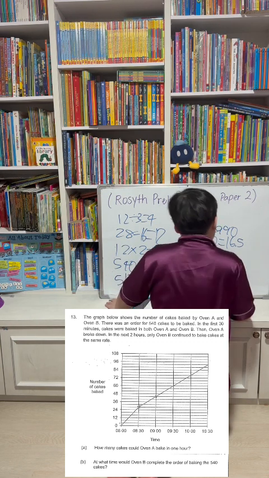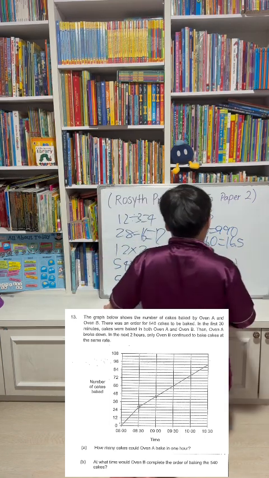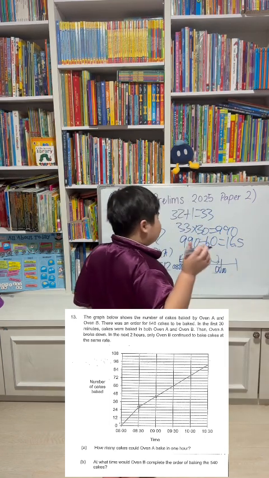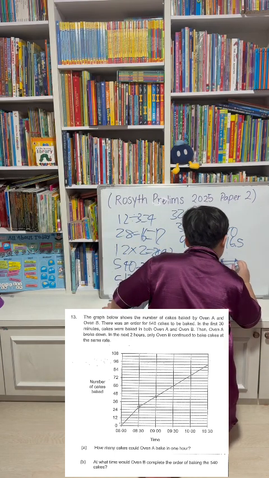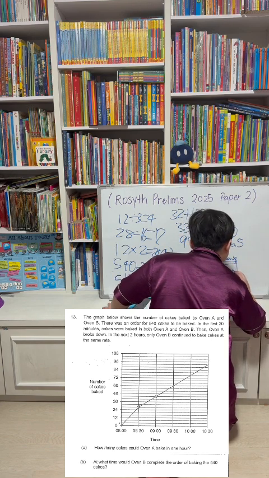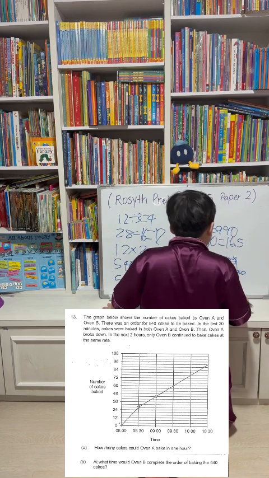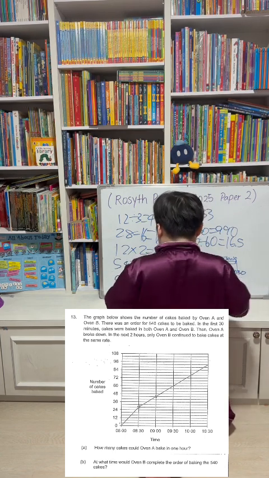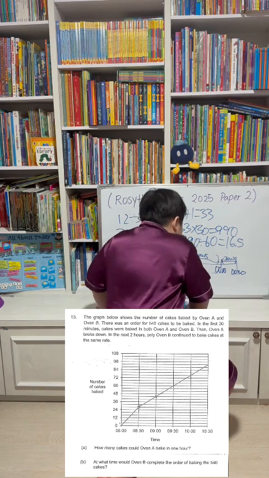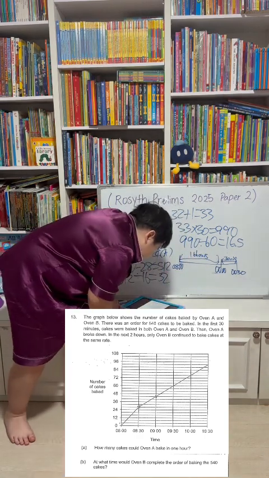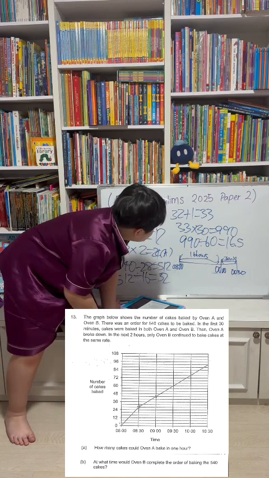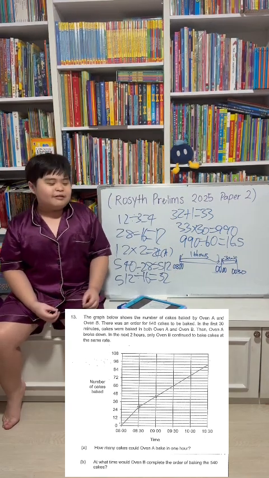Okay, but there's still this 0.5 of an hour, which also stands for 30 minutes. So we must go another 30 minutes, and it becomes 12:30 a.m. or 0:30 the next day. Oven B will complete the order of baking the 540 cakes at 0030.